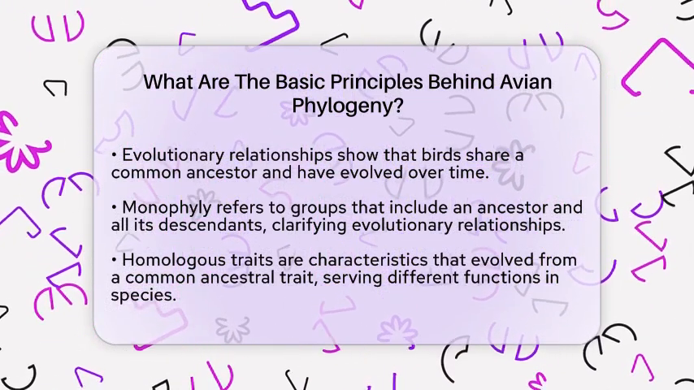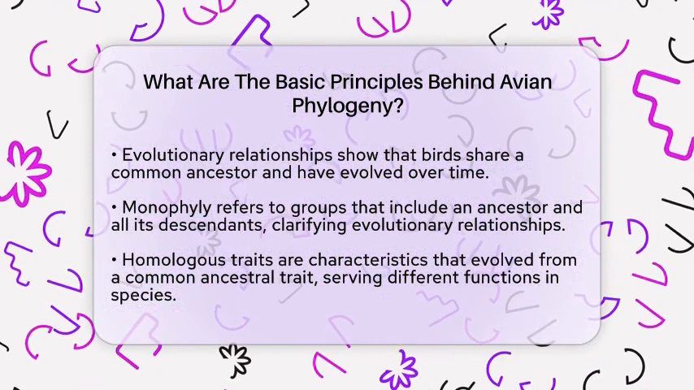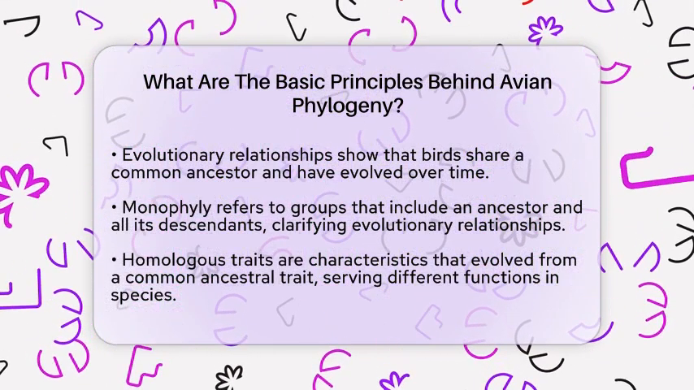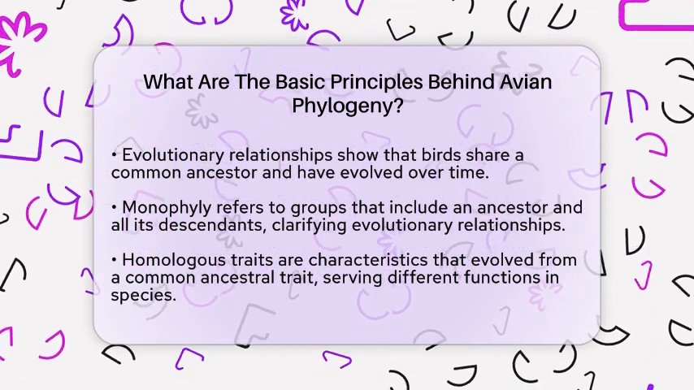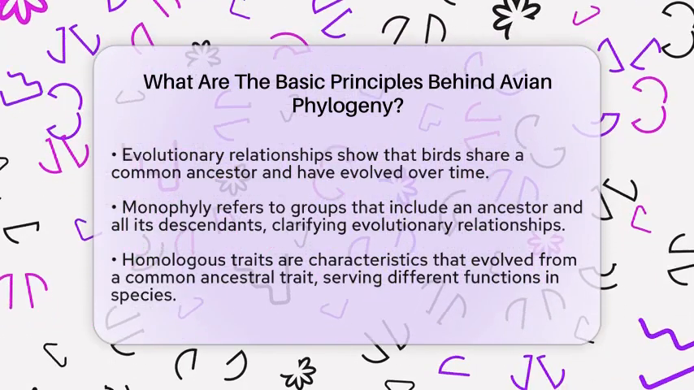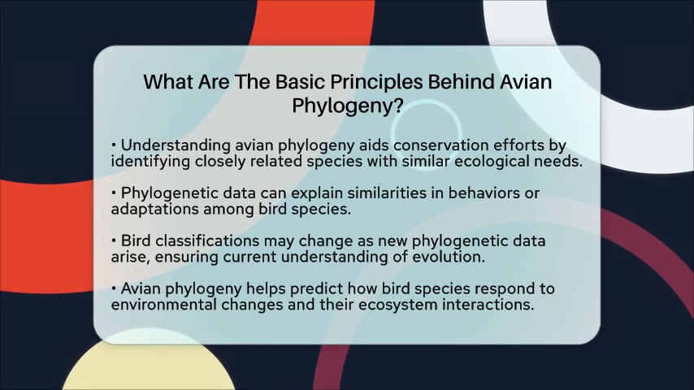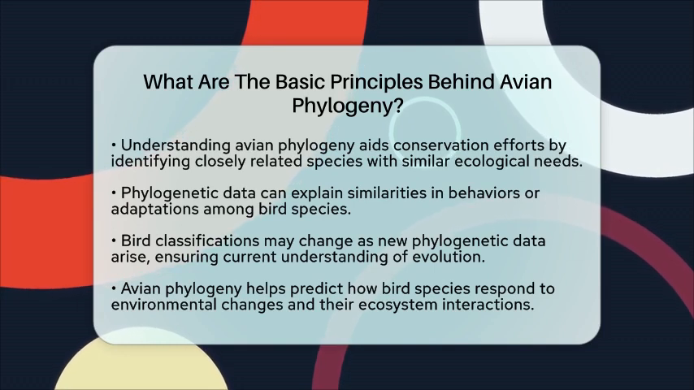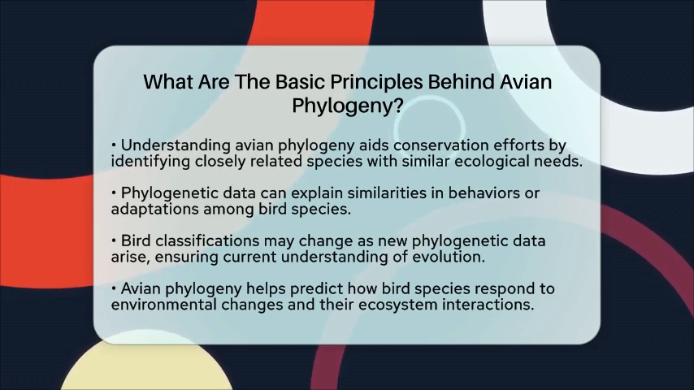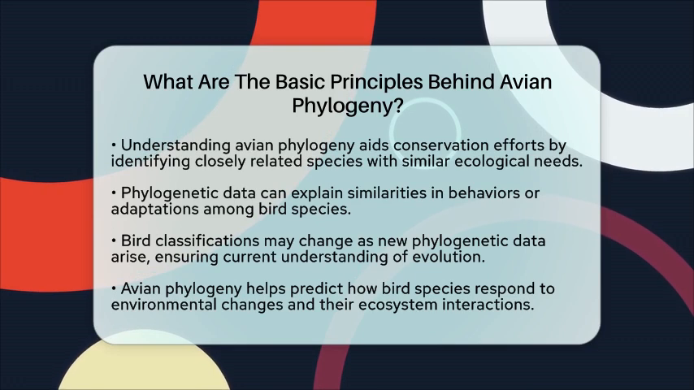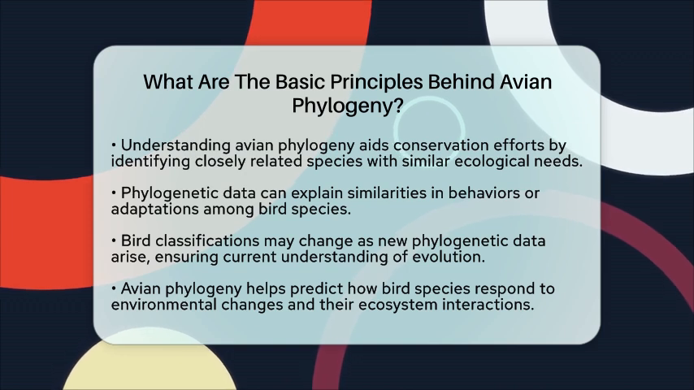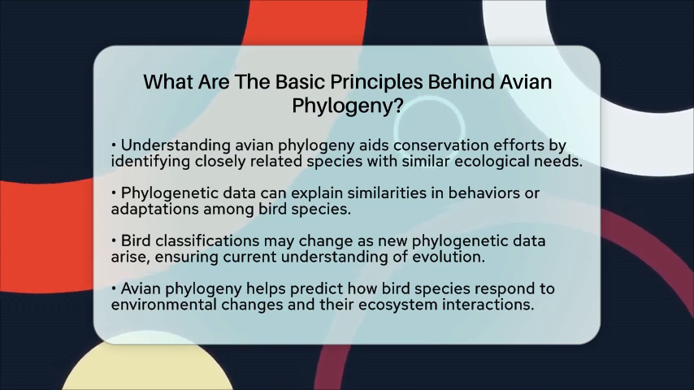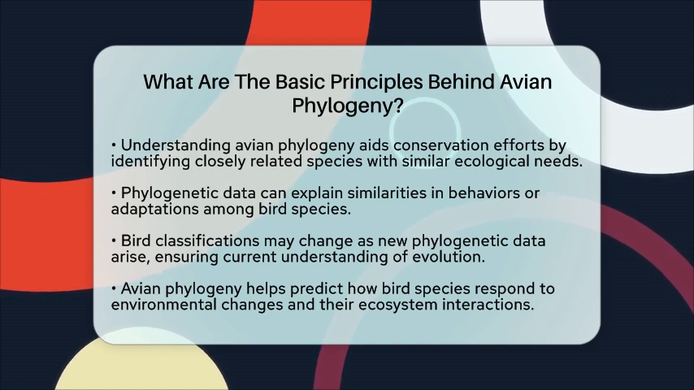Understanding avian phylogeny has practical applications as well. It can inform conservation efforts by identifying species that are closely related and may share similar ecological needs. Additionally, phylogenetic information can help explain why certain bird species exhibit similar behaviors or adaptations, such as diet preferences or migration patterns. As new phylogenetic data become available, bird classifications may change to reflect more accurate evolutionary relationships. This ensures that our understanding of bird evolution remains current and consistent.